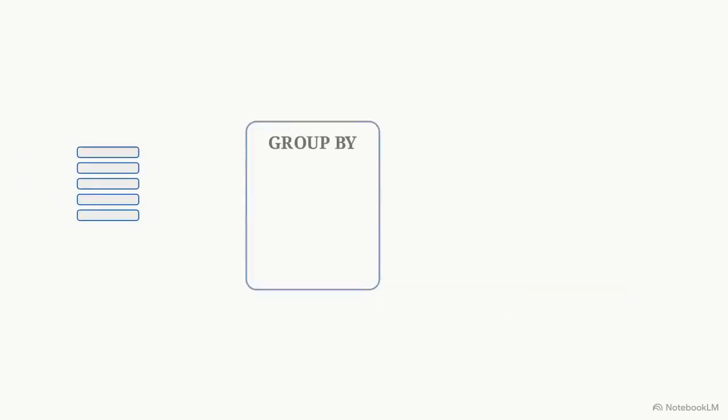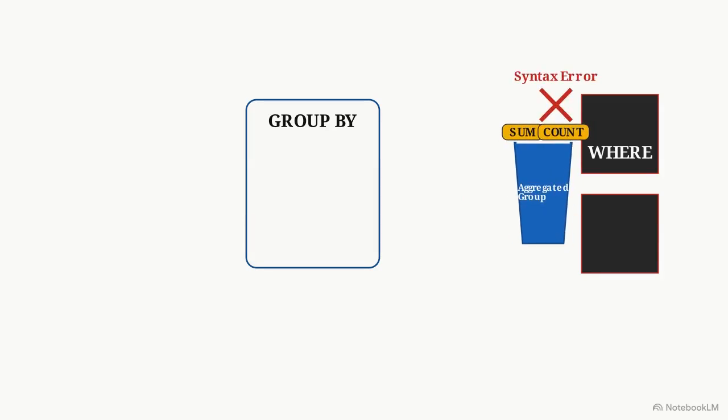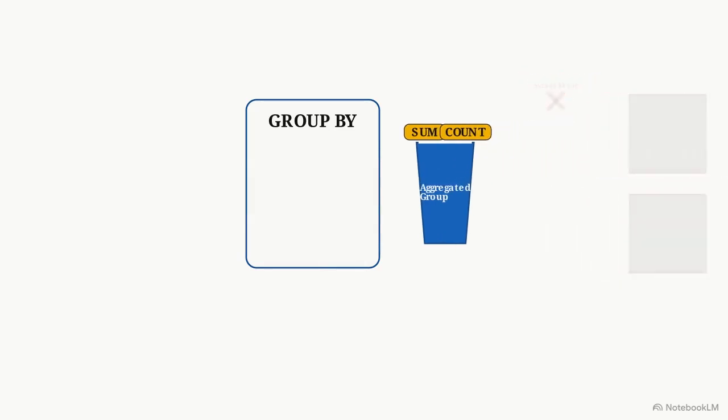To process aggregates, we add the group by clause to the track. Notice how it takes 5 individual data rows that share common values and collapses them into a single aggregated bucket. Now functions like sum or count have a group to calculate against. If you try to filter out one of these new condensed buckets by routing it back to the where clause, it causes a syntax failure. Where only understands individual rows, not aggregated groups.